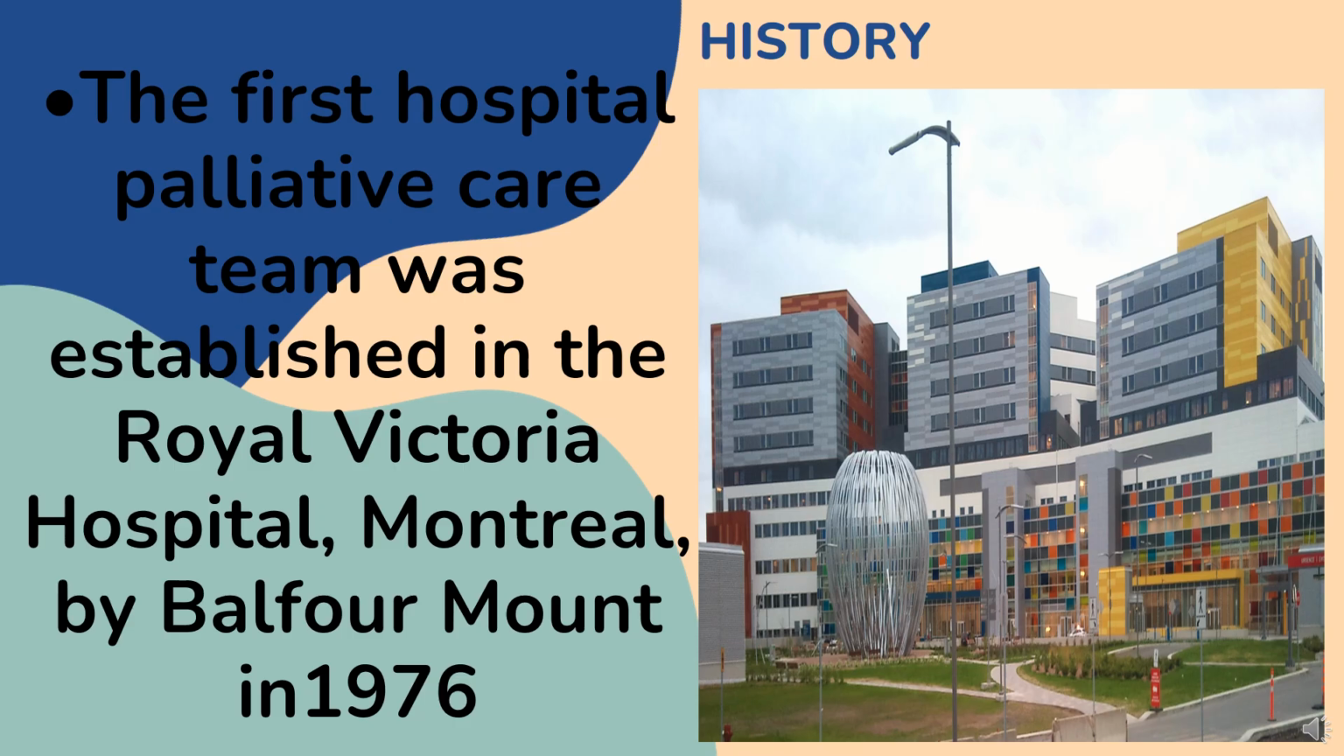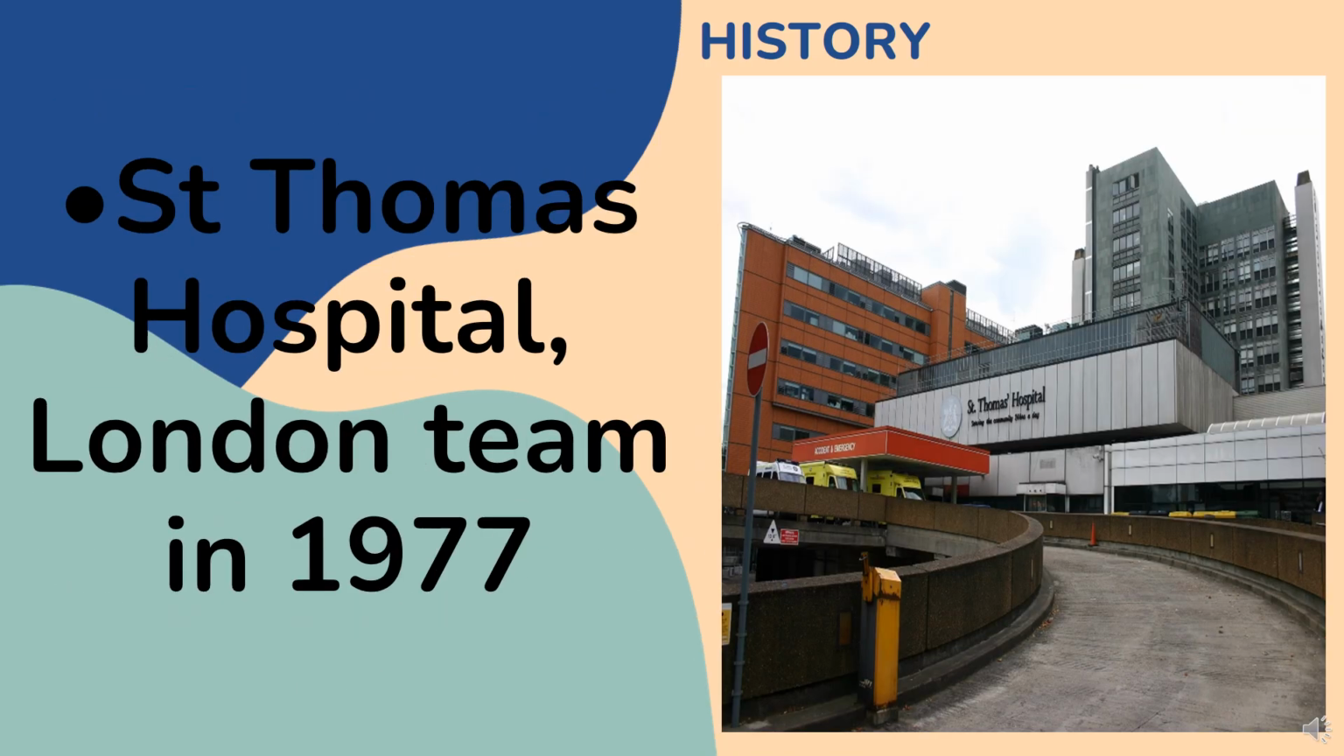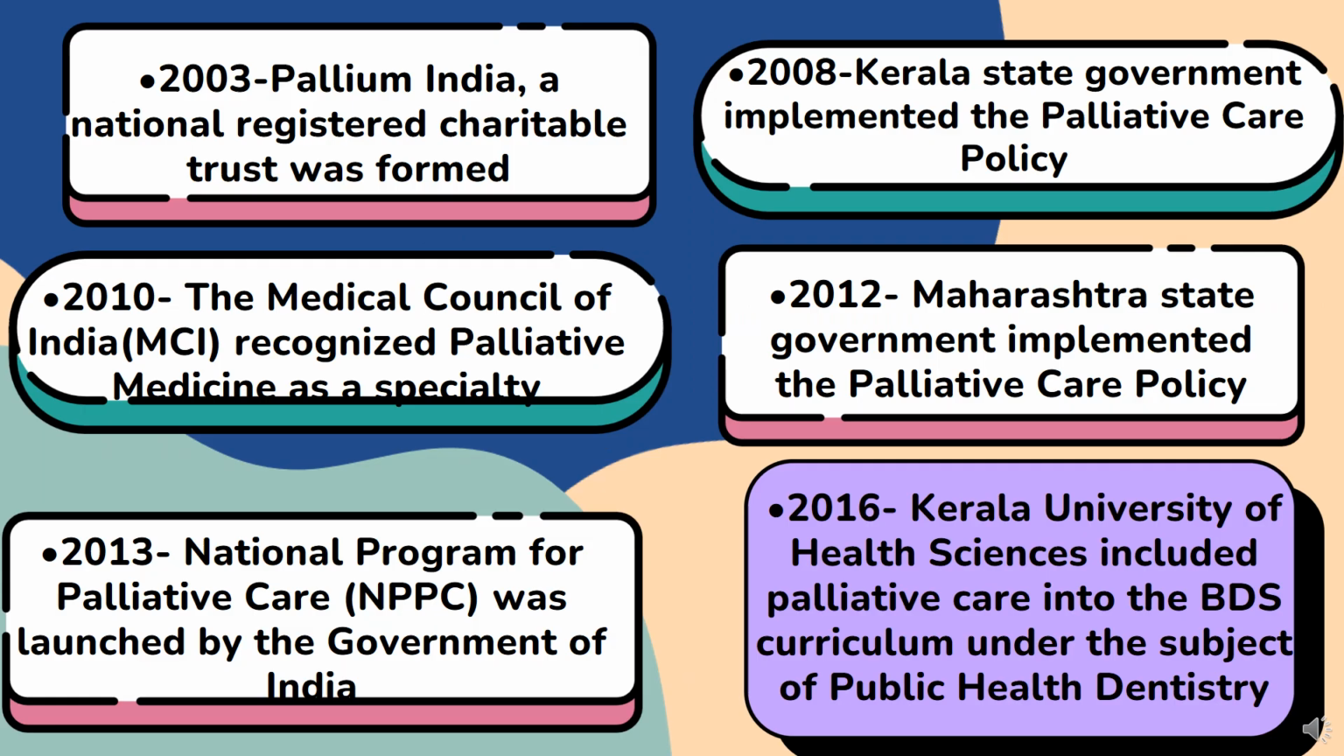So, coming to the history, the first hospital palliative care team was established in Royal Victoria Hospital, Montreal, by Balfour Mount in 1976. This was the starting point of palliative care. Next, St. Thomas Hospital, London team, established in 1977. Coming to 2003, Pallium India, a national registered charitable trust, was formed. Second, in Kerala, the state government implemented the palliative care policy.